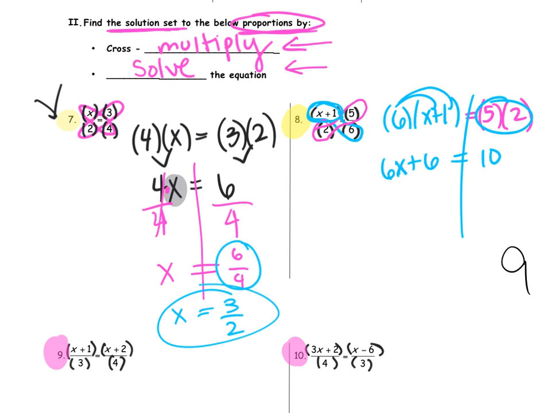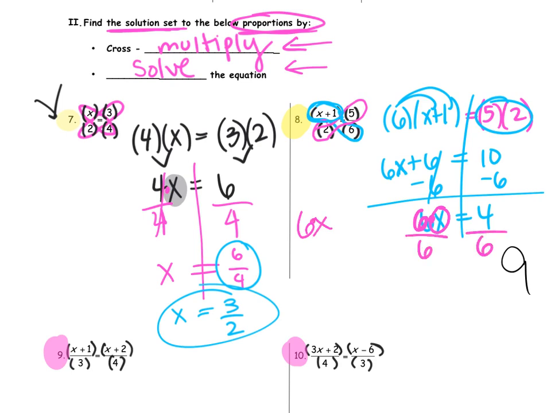So I'm going to use the subtraction property of equality and bring 6 over to the other side. And now I have 6x equals 4. And again, we want to get x by itself. So to get rid of this 6, remember the operation between 6 and x is multiplication. So I'm going to use the division property of equality.